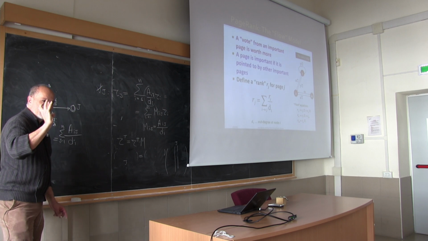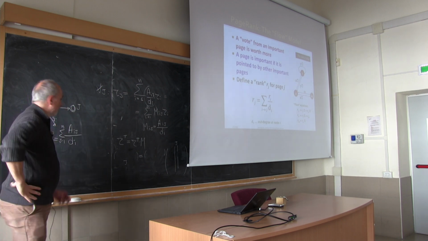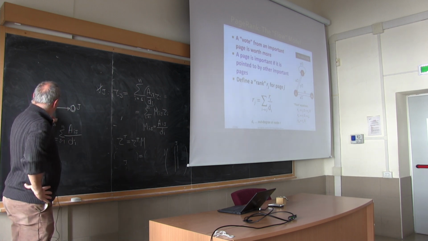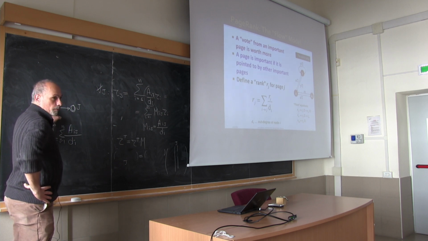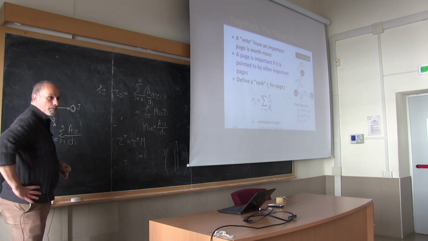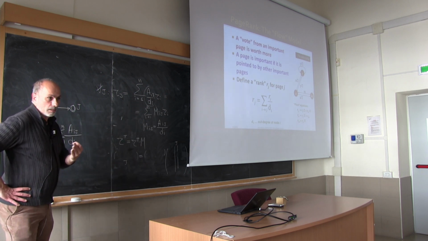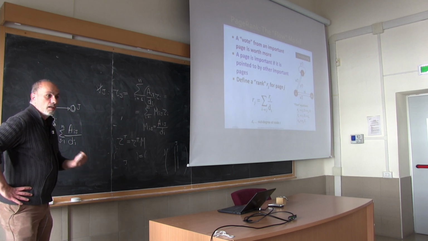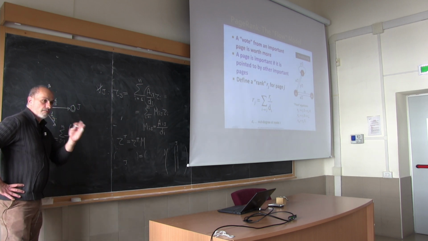I want you to become acquainted with, you are weighting these outgoing links with equal probabilities, 1 over di, and you are summing the probabilities. So the sum has to be 1. If you want to look at it in a different way, it's the following.